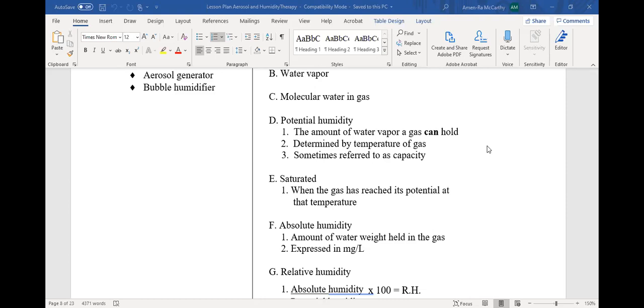Okay? So if I said a gas has the potential to hold 44 milligrams of water at body temperature, that will be its potential. Okay? The potential is 44 milligrams of water. That's its potential. At that temperature, it has the potential to hold 44. So if a gas is actually holding that 44, then it's considered to be what?